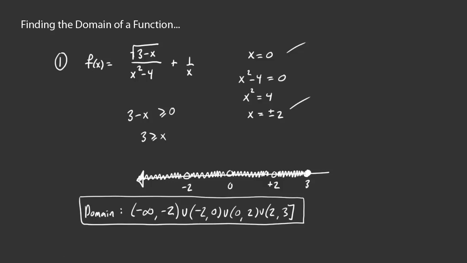Let's look at another one. Okay, example number 2. What about f of x equals -3 over the square root of 25 minus x squared? Okay, so here again we go through the same considerations.